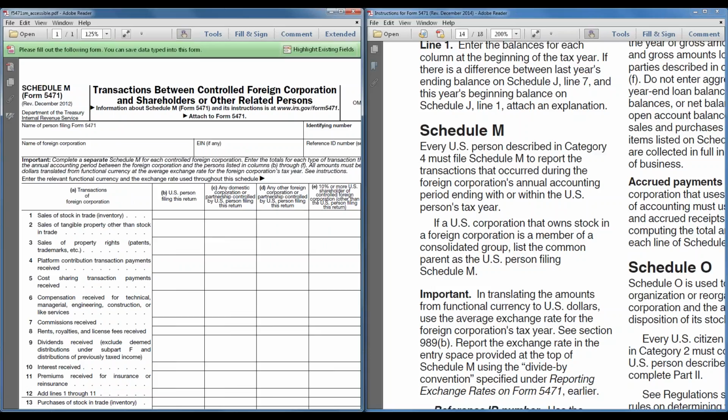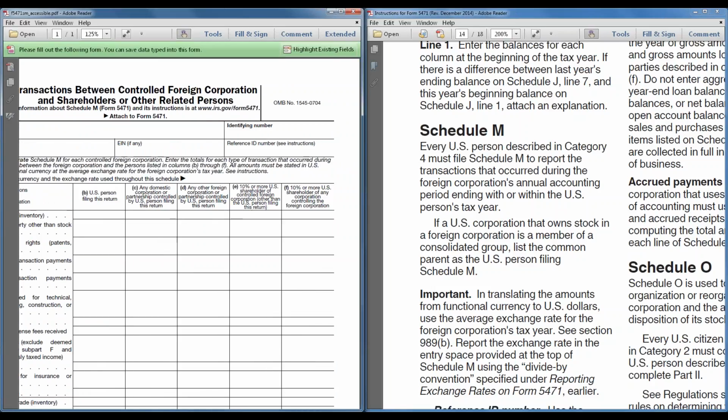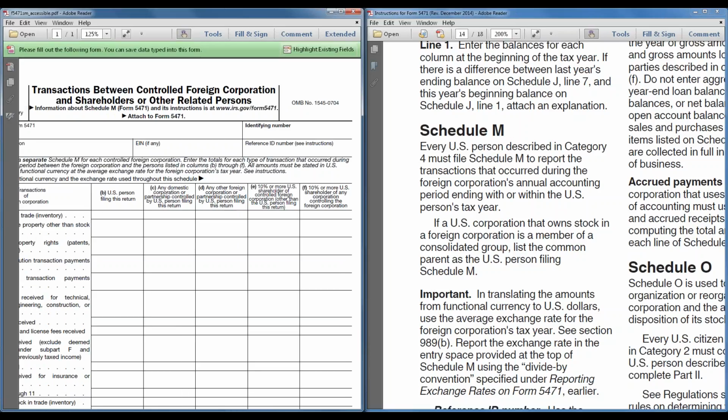And control is going to probably get you into the constructive ownership rules. Any other foreign corporation or partnership controlled by a U.S. person filing this form. Okay, now we get down to even worse stuff. 10% or more U.S. shareholder of a controlled foreign corporation. So if there's a 10% or more U.S. shareholder of a controlled corporation other than the person filing the form, and 10% or more shareholder of any corporation controlling the foreign corporation. So you have an S Corp, and the S Corp owns this company, you own more than the 10% of the S Corp, you're going to be here. We'll get back to all this in just a second.